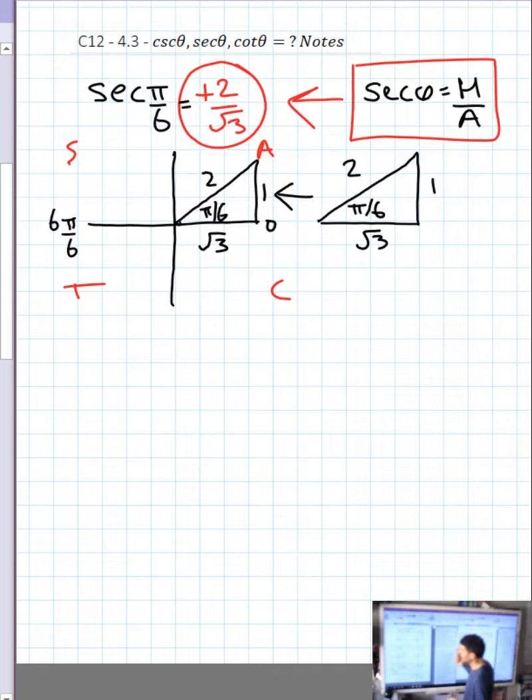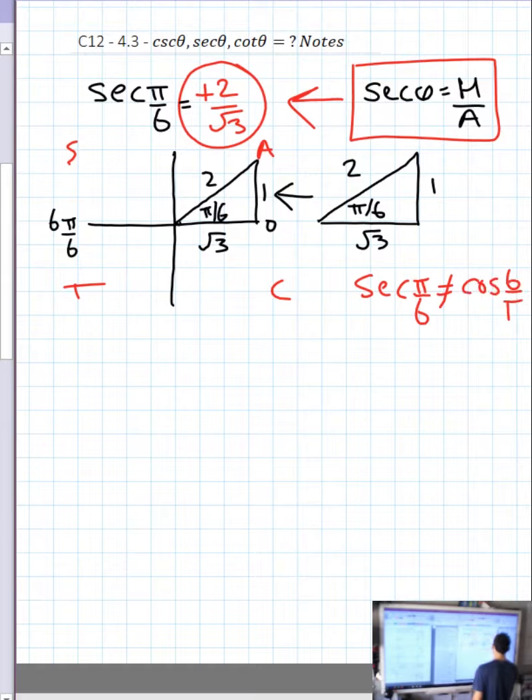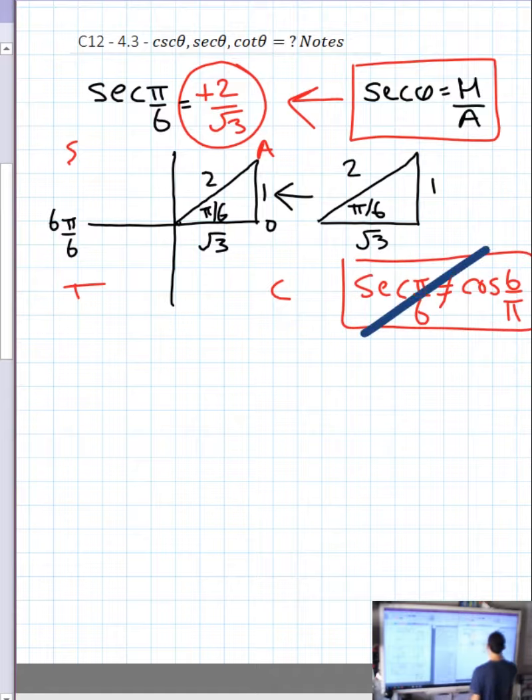And again, take a look at the notes as seen from the formula sheets before. Secant of pi over 6 is absolutely not cosine of 6 over pi. We don't flip angles, we flip ratios. Do not do this. It's wrong.